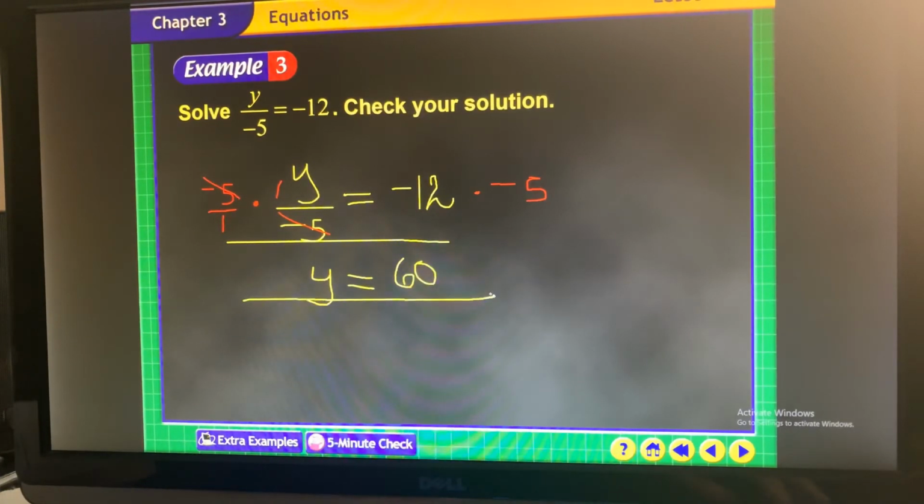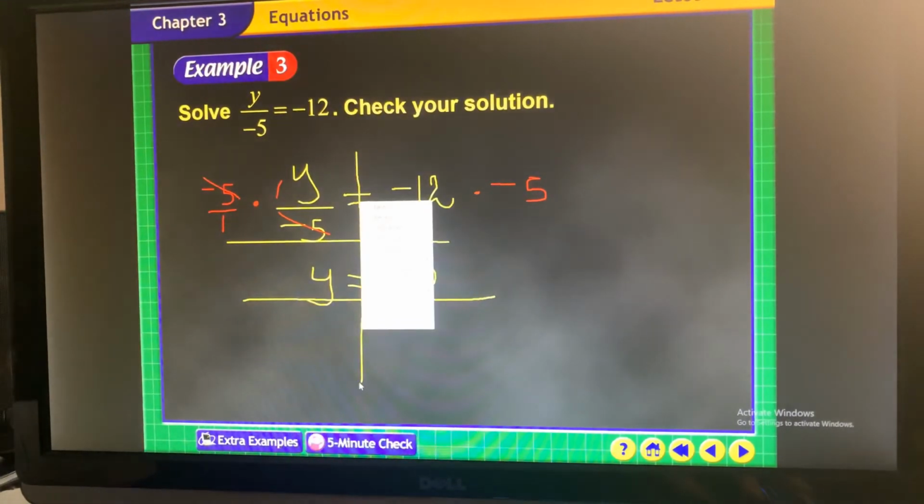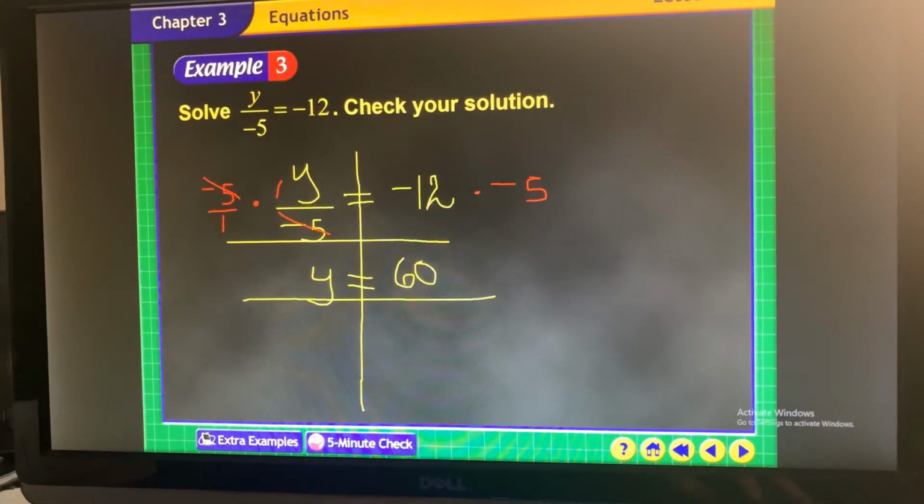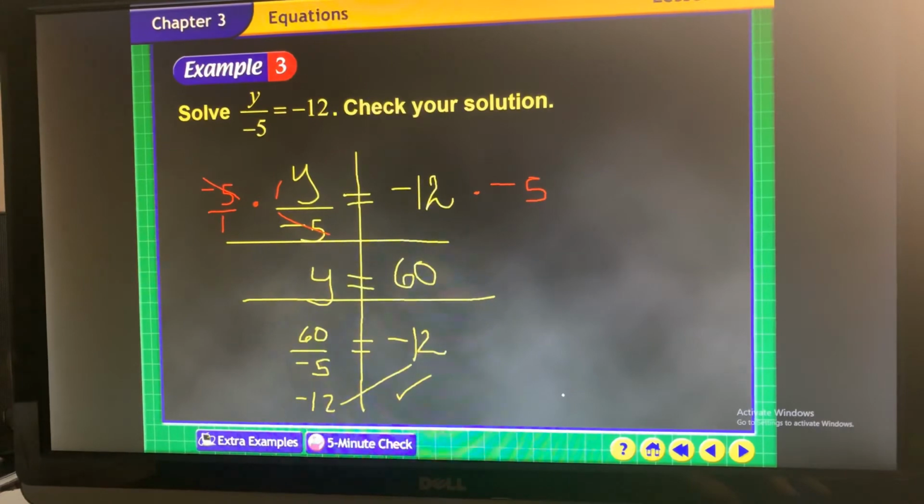Check it. Get your lines going. Keeps everything straight. Just makes it neater. 60 divided by -5. Your goal and hope is that it equals what you started with, and it does. So it checks. Okay, so process that. So you undo multiplication with division, you undo division with multiplication, and not the opposite. That's only for addition.